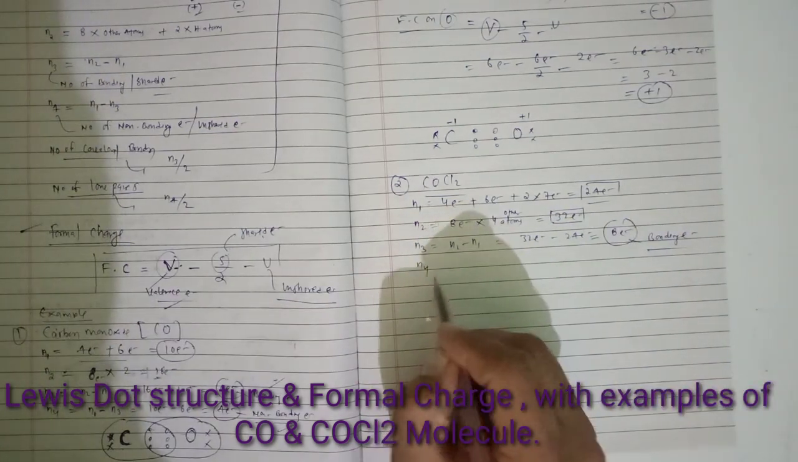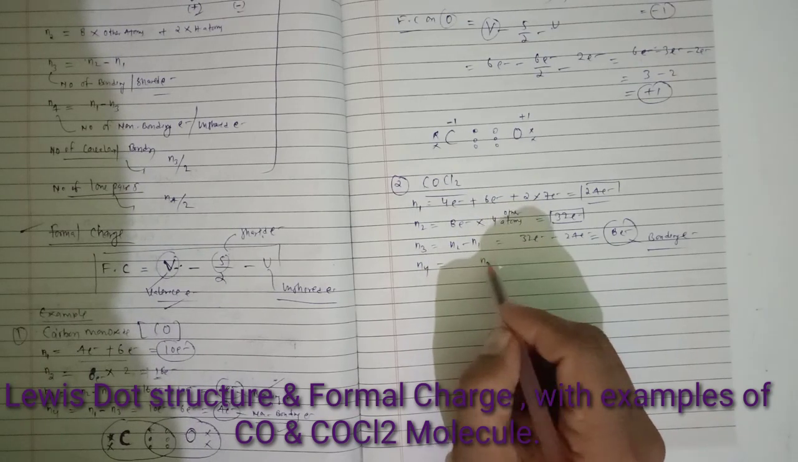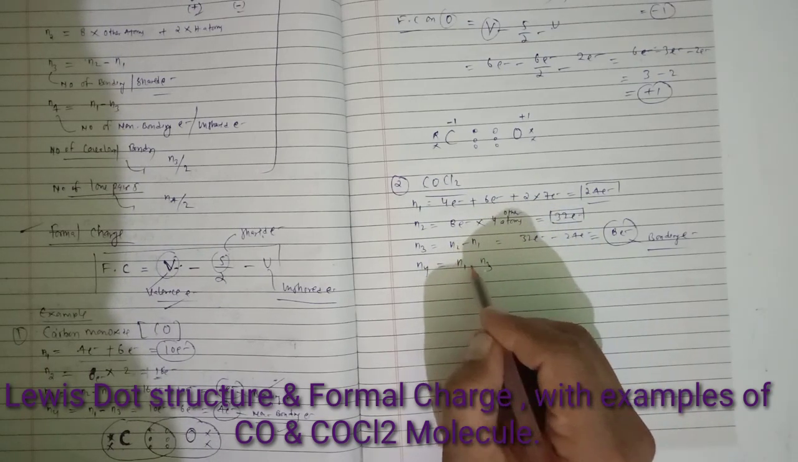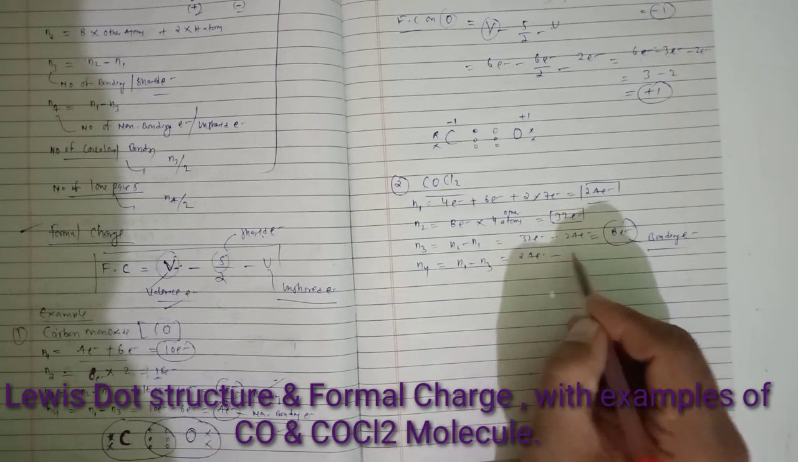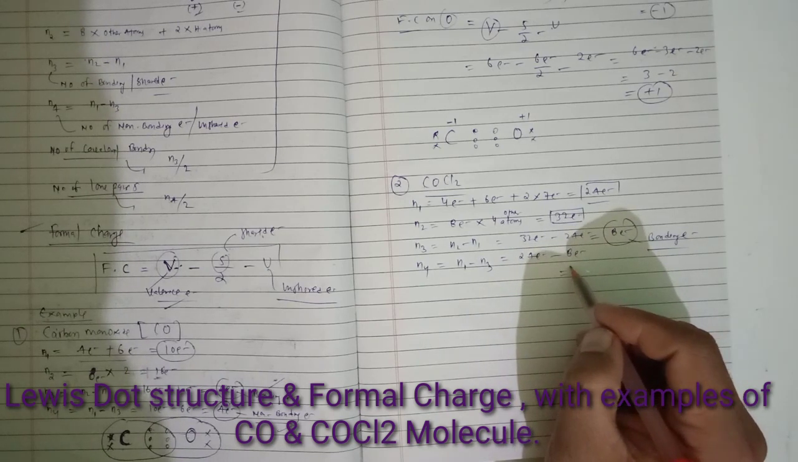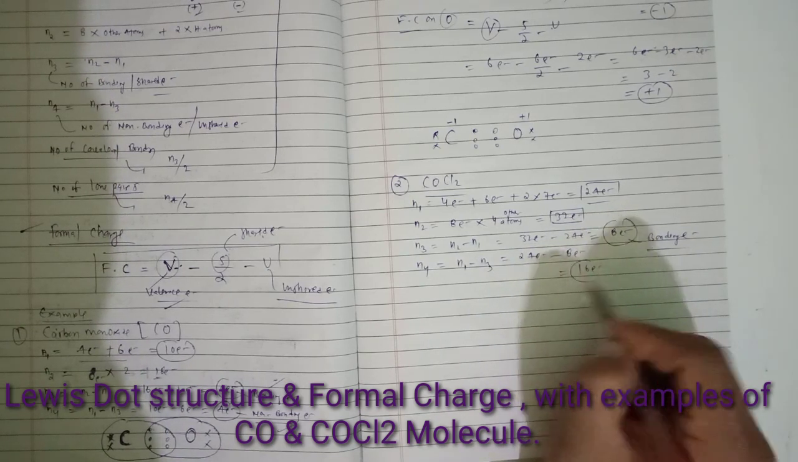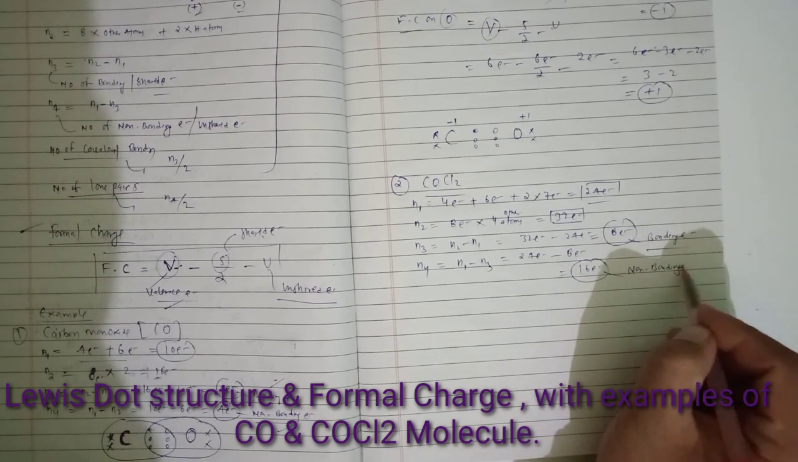Now let us find out N4. We get N4 by subtracting N3, the bonding electrons, from the total valence electrons, that is N1. So it will be 24 electrons minus 8 electrons, which is 16 electrons. These 16 electrons are your non-bonding electrons.